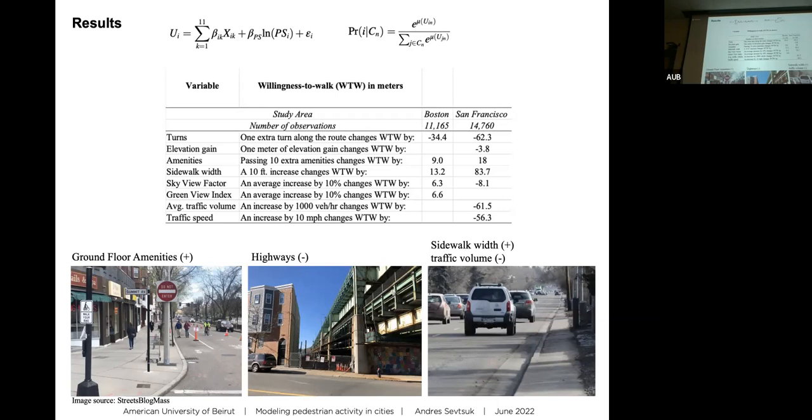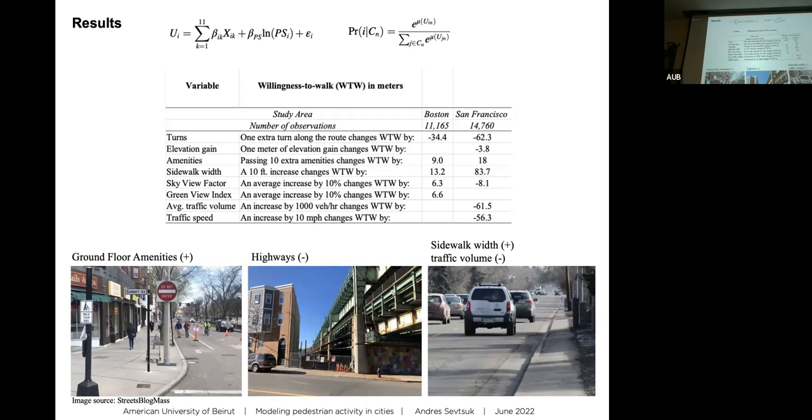So it's a cost. But some things are benefits. For instance, amenities have a positive effect. Passing 10 extra amenities in San Francisco is perceived as equivalent to the walk being 18 meters shorter, or one amenity is 1.8 meters shorter. Sidewalk width is similar: a 10-foot increase, which is about a 3-meter increase on average throughout the whole sidewalk on your route, is perceived as the walk being 83 meters shorter.